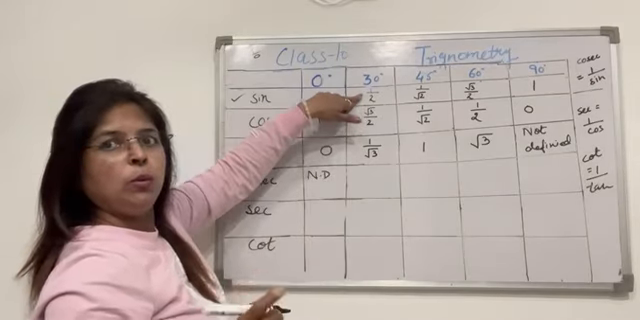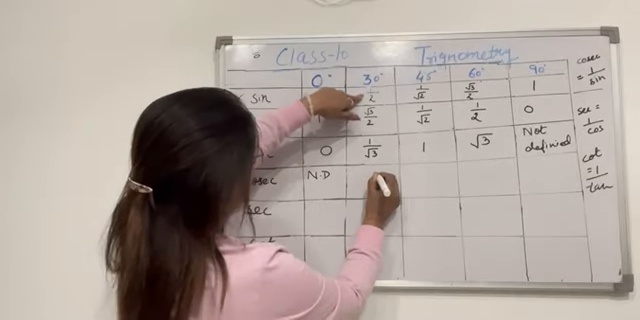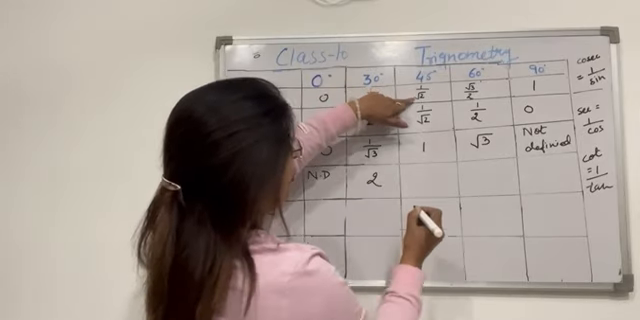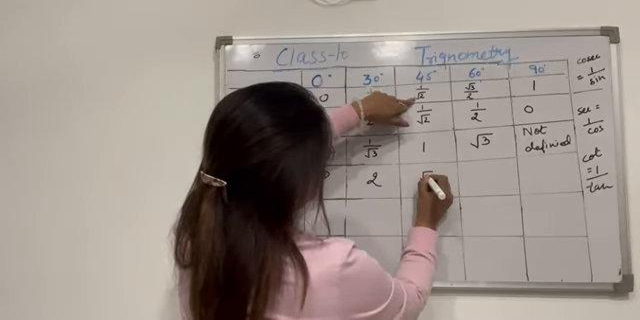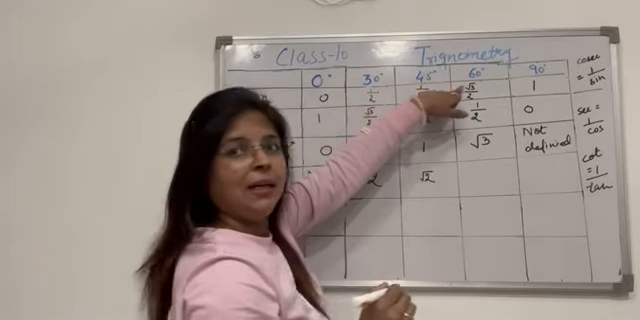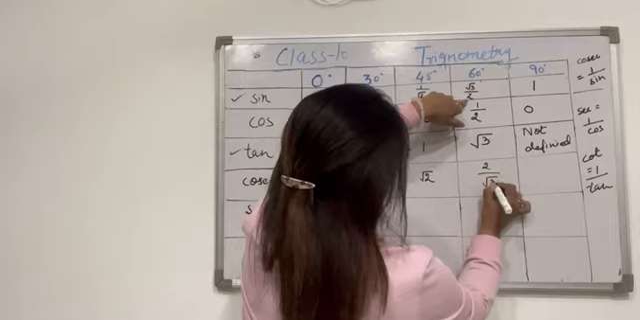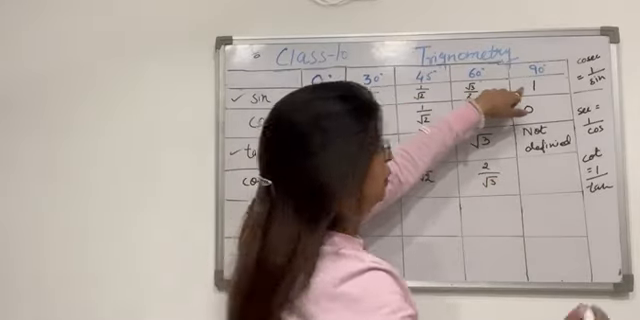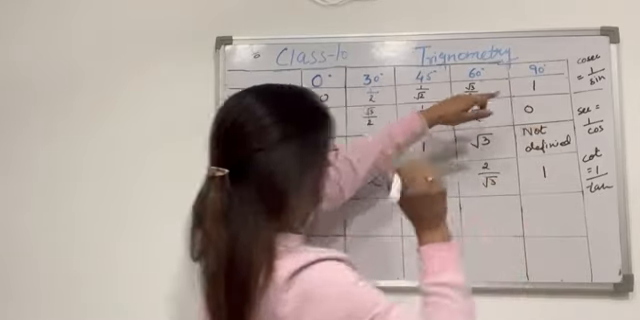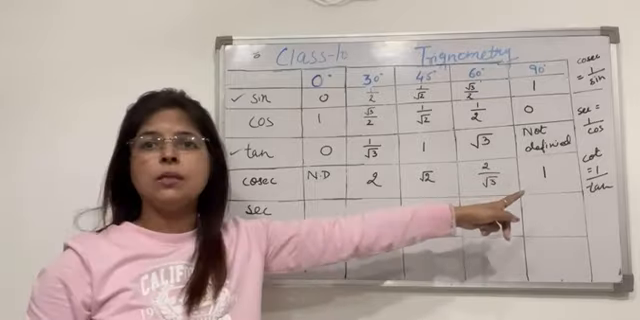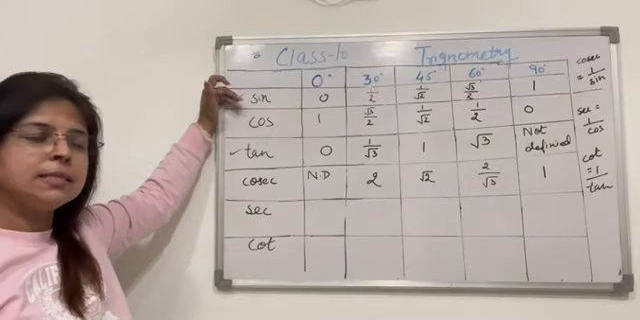1 upon 2, reciprocal will be 2. 1 upon root 2, reciprocal will be root 2. Under root 3 upon 2, reciprocal will be 2 under root 3. And 1, reciprocal will remain 1. So I have written cosec by knowing sine.